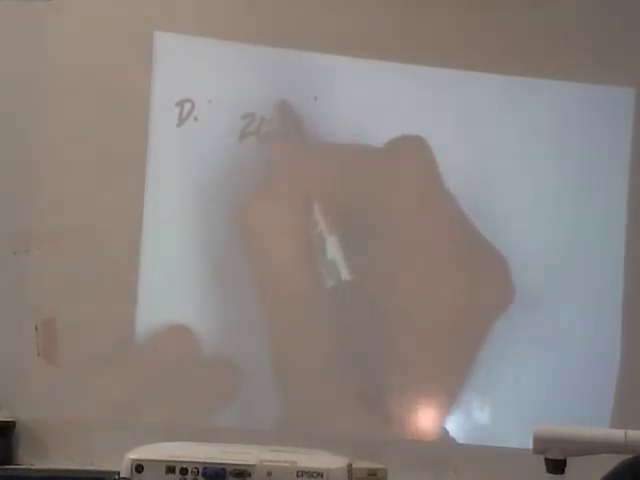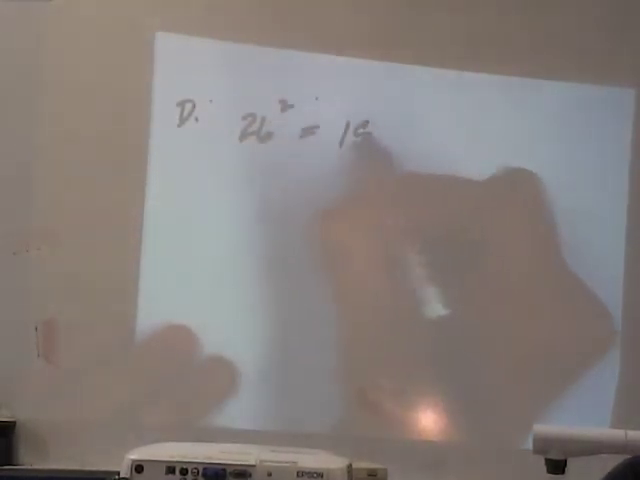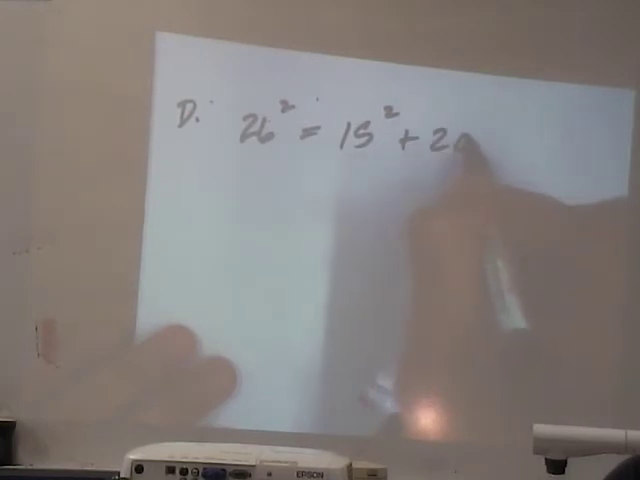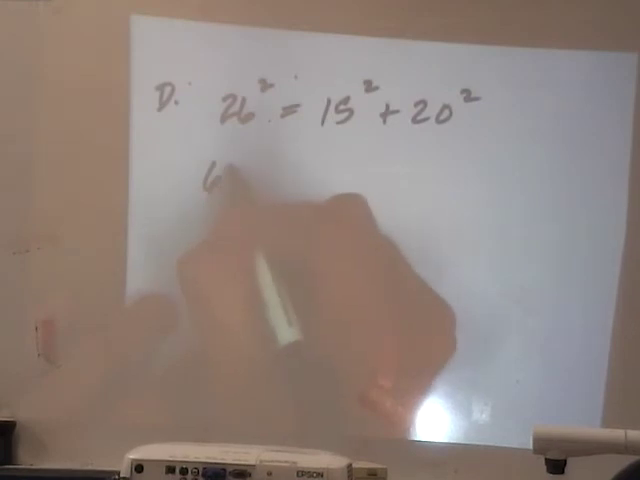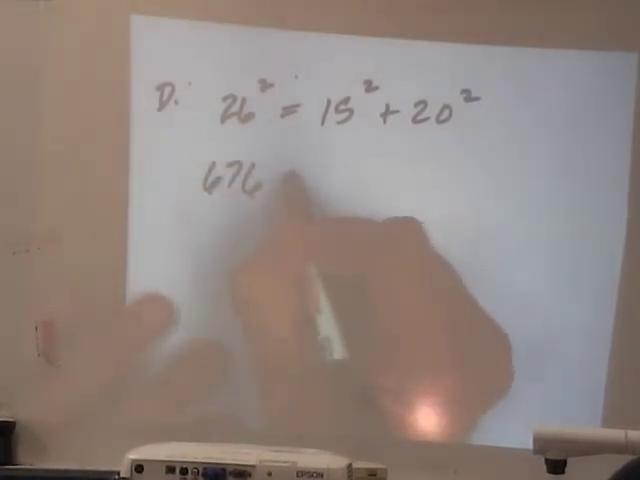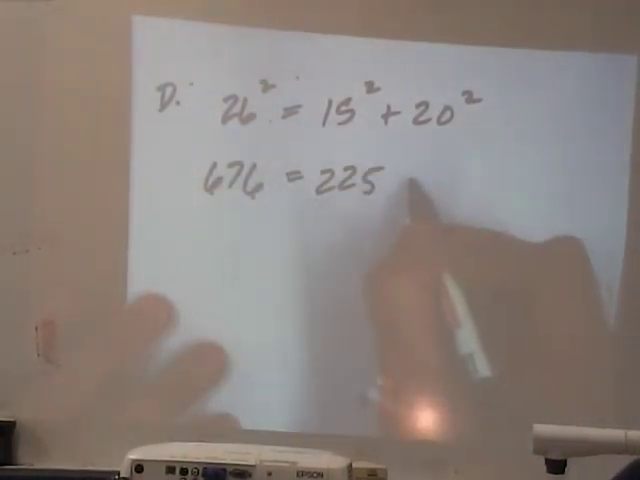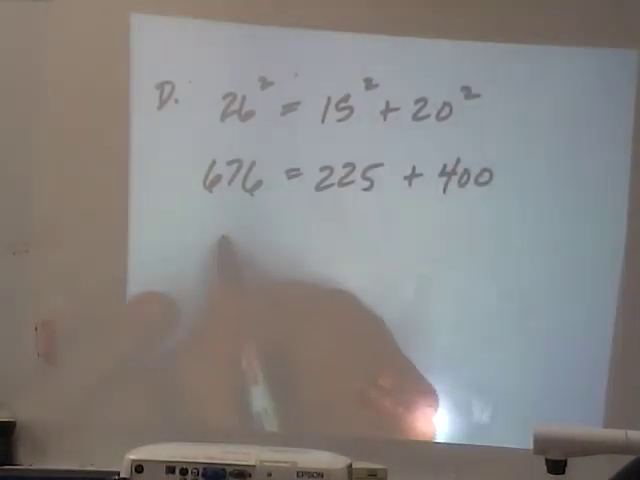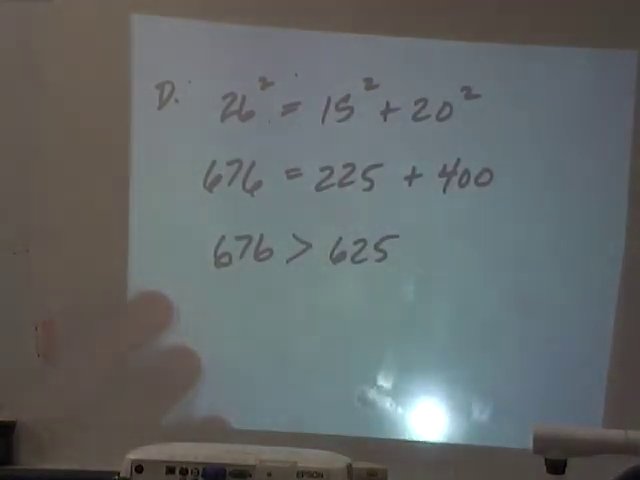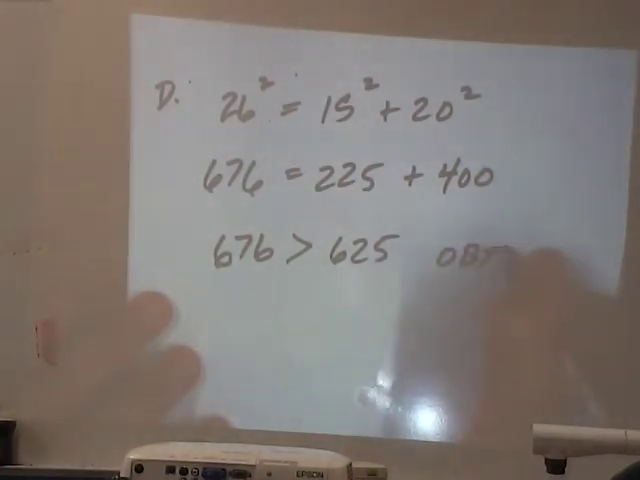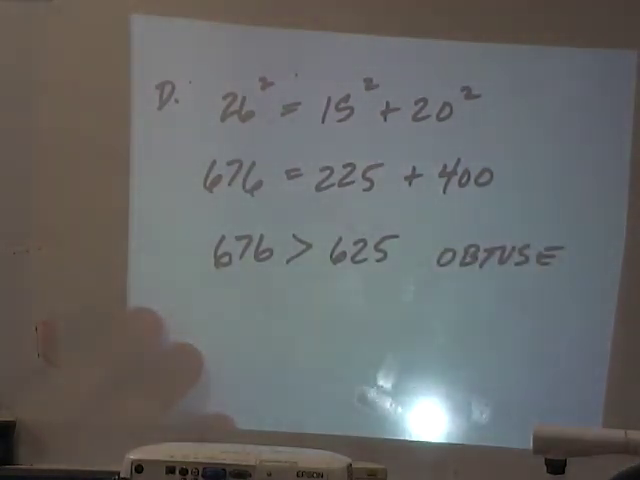Maybe, we've got to check it out here. Maybe it's a misprint, huh? 26 squared equals 15 squared plus 20 squared. 26 squared is 676, and 225 plus 400 is 625. So 676 is greater than 625, right? So that is obtuse. Any questions on 55?